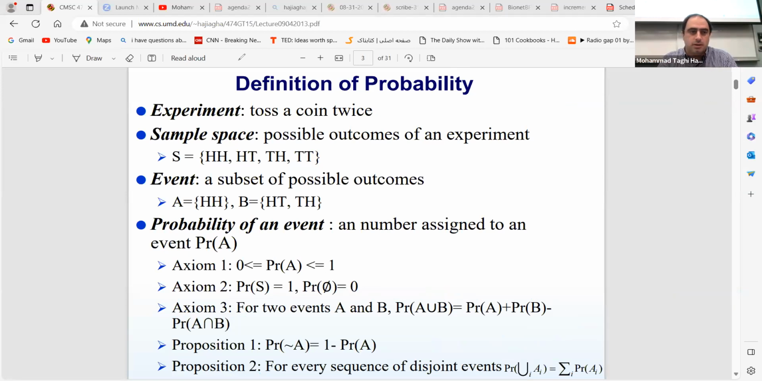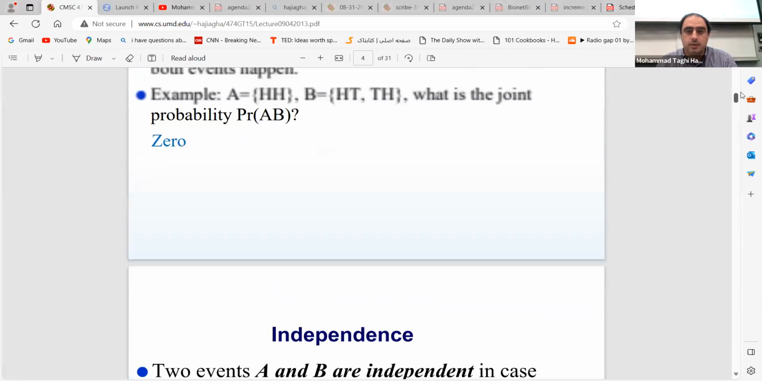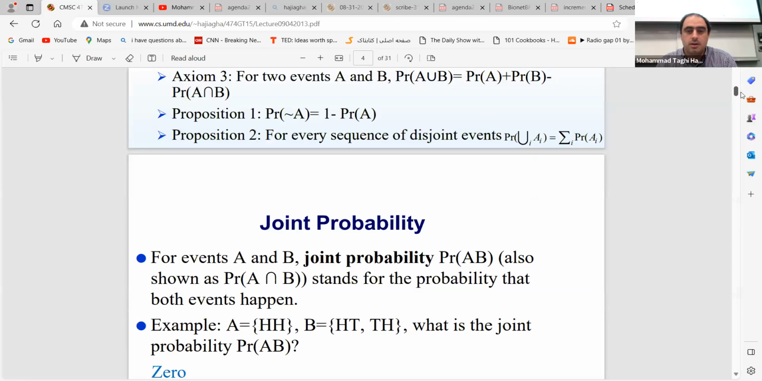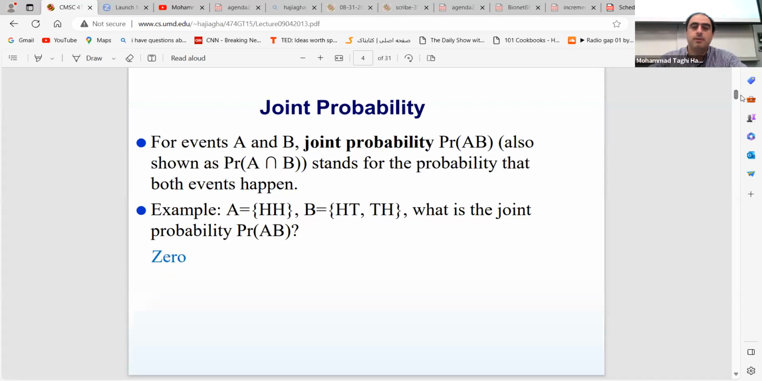Good. Let's go to the next things. One thing that we are using a lot in this class is joint probability.